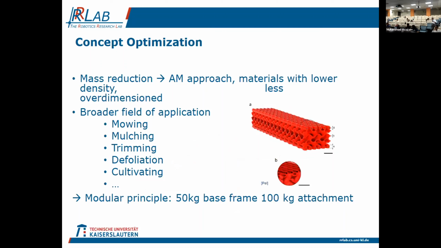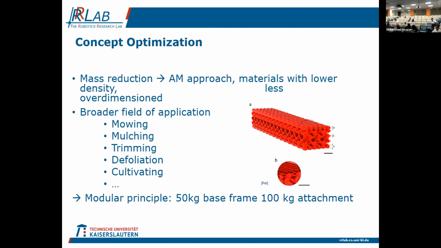And now I will talk about the optimization ideas. As you have seen in the first picture of our mock-up, we have built it out of aluminum and steel. This robot is comparably heavy, and the idea is to reduce the mass. We want to use an additive manufacturing approach, for example, built up like in this picture.